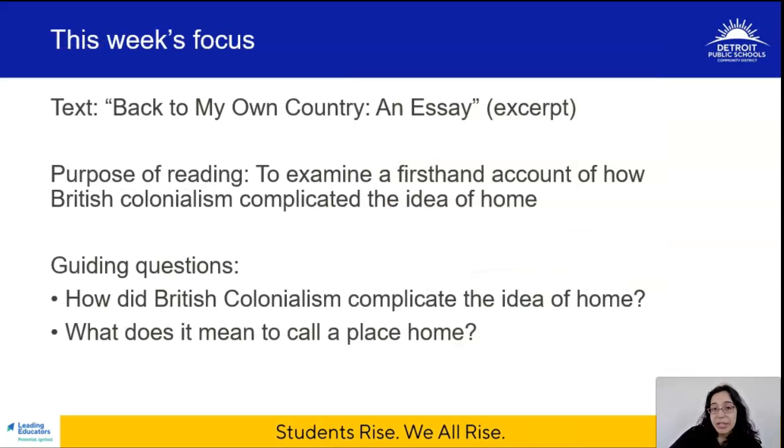Okay, so as I mentioned, we are going to continue reading. We're going to continue our first read and our close read. We're kind of combining those two as we go through the essay together. And the reason we're reading this, just as a quick reminder, is to give us a first-hand account of how British colonialism complicated the idea of home. And our guiding questions that we'll want to keep in mind today are similar to the ones for the past few lessons, and they are: how did British colonialism complicate the idea of home? And what does it mean to call a place home?